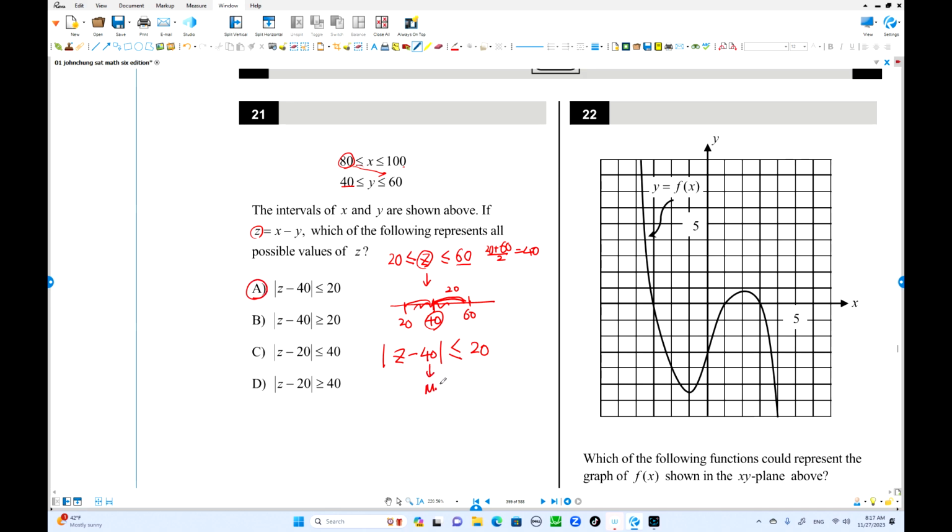This is always the midpoint. This is the distance from the midpoint to either of the endpoints. Okay, that's it.